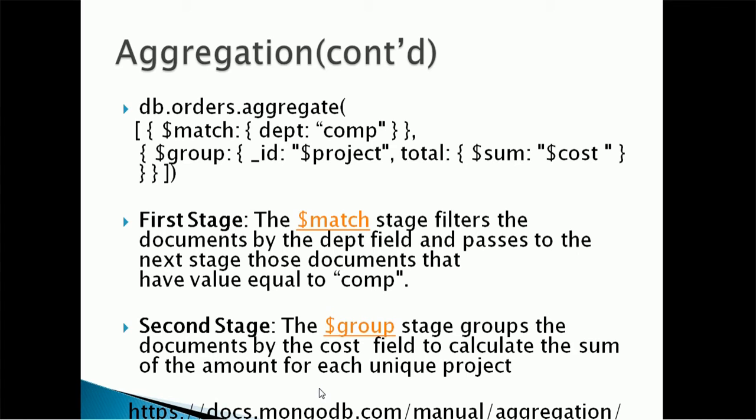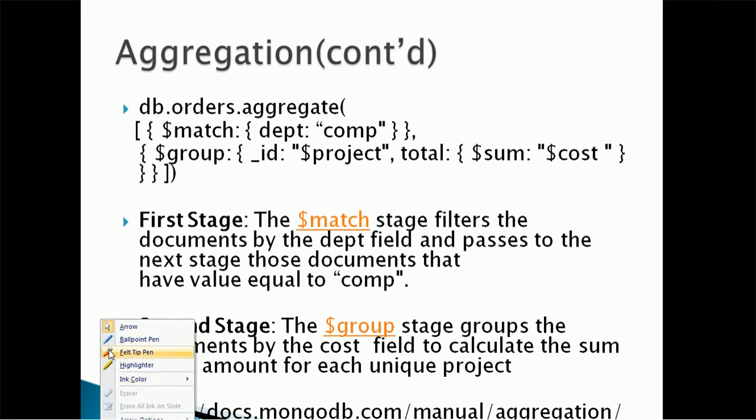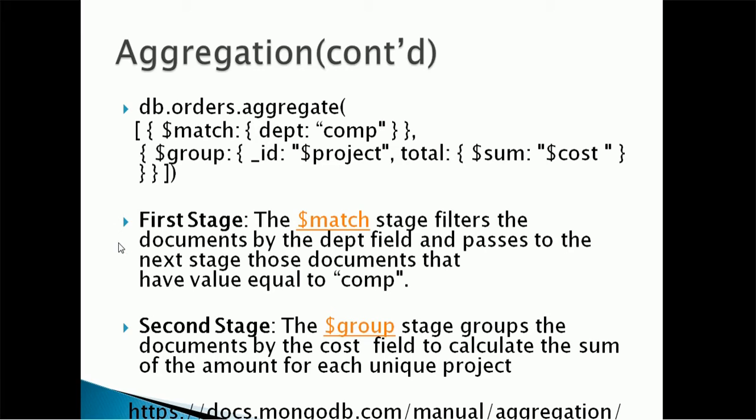Assuming this query, this is a very important part of this session, how to write this aggregate query. Suppose that you have order as a collection, db.order.aggregate. In the pipeline, there are two stages. One is match and the other is group. The first stage, the match stage, filters the documents by the department field. Here it is expected that you have created a collection with department as one of the fields and comp is a value assigned to this department in some documents.